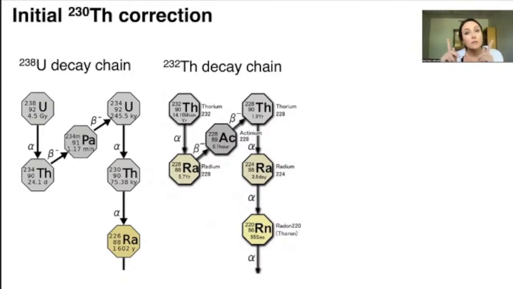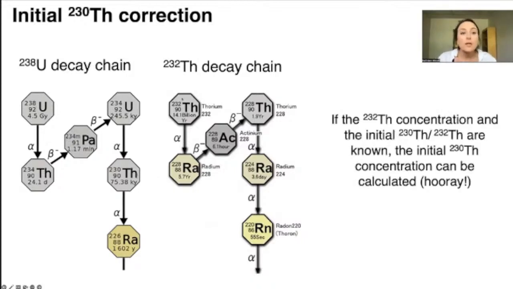The key difference between these two thorium isotopes is that they are on different decay chains, right? So thorium-232 is the start of its own decay chain. It is not the daughter of uranium-238. And this is really important because if we know the initial ratio of thorium-230 to thorium-232, and we can measure the concentration of thorium-232, then we can calculate the amount of detritally sourced contamination that is from our thorium-230. So again, I'll reword that because it's very important and I hope I'm making it clear.